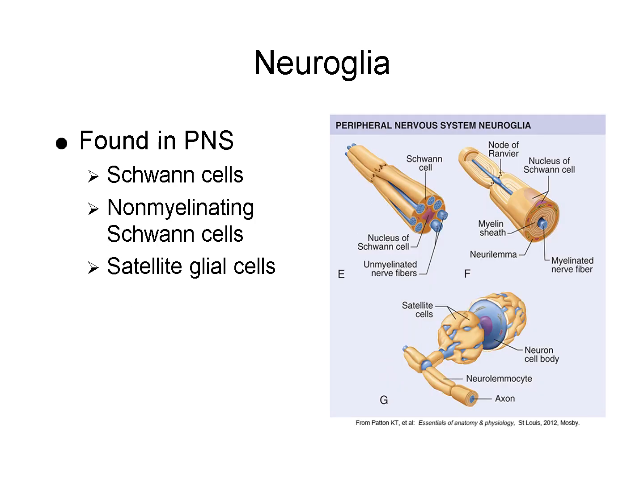In the PNS, the main types of neuroglia are Schwann cells and satellite cells. Schwann cells form the myelin sheath around peripheral nerves, while non-myelinating Schwann cells support unmyelinated axons. Satellite glial cells surround neuron cell bodies in ganglia, providing physical support and regulating the environment.